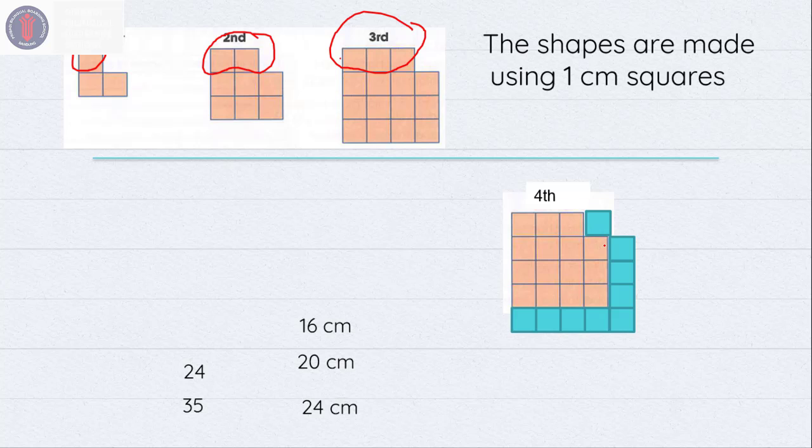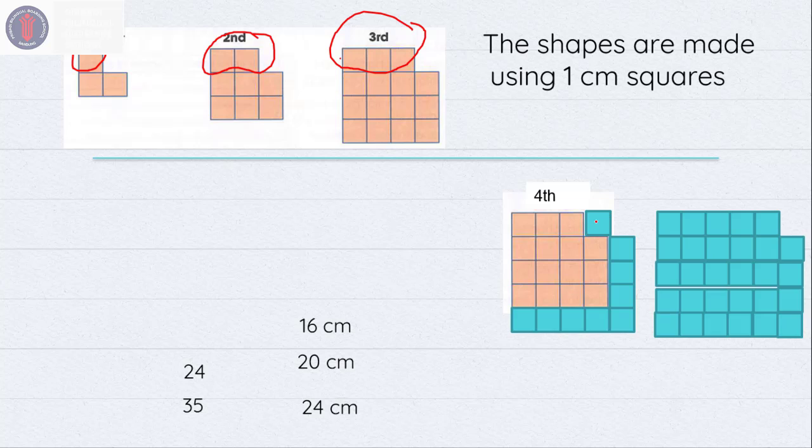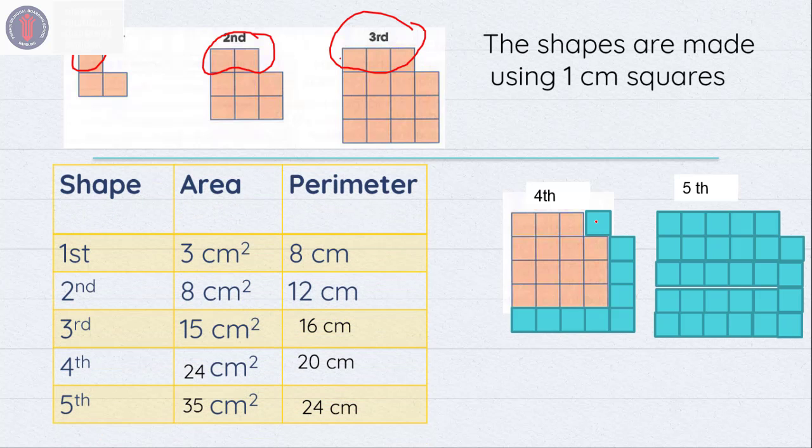So the shape will look like this. Can you count how many squares? Okay, let's see whether your answer is correct or not. Let's see the fourth shape first. Then we just have to add 1 more square on the top and add another, so it will look like this for the fifth shape. Okay, let's see the answer.